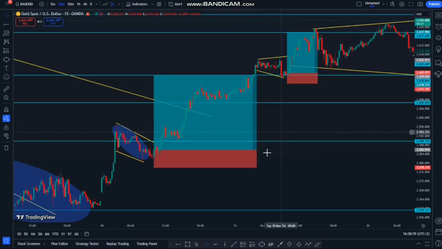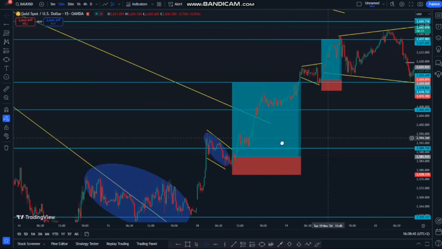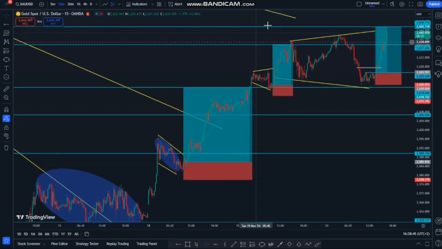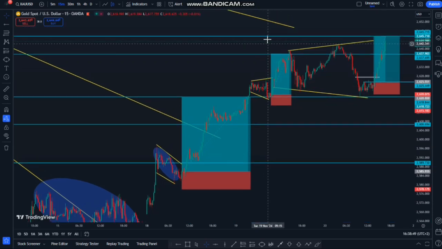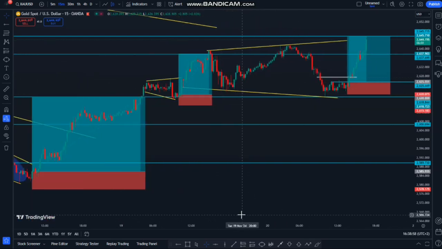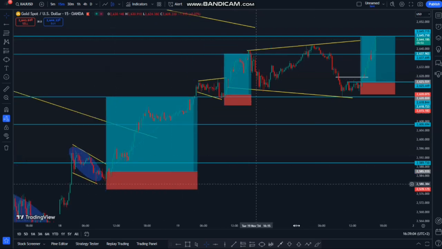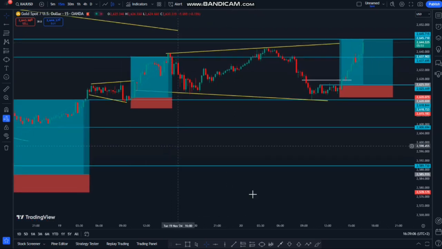And then I realized that no, the market is still pushing to the upside. This is the final zone that I was targeting, this one. All right. So I had a trade. This was on Monday. And then this was Tuesday.